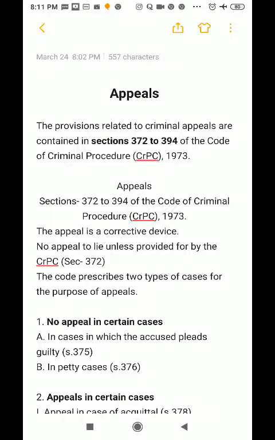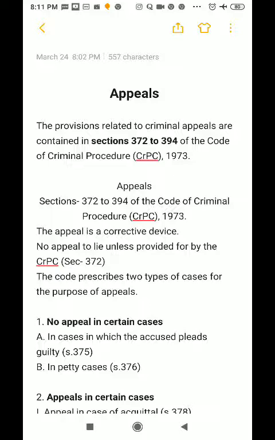Again, according to Black's Law Dictionary, an appeal means a complaint to a superior court of an injustice done or error committed by an inferior one, whose judgment or decision the court above is called upon to correct or reverse.